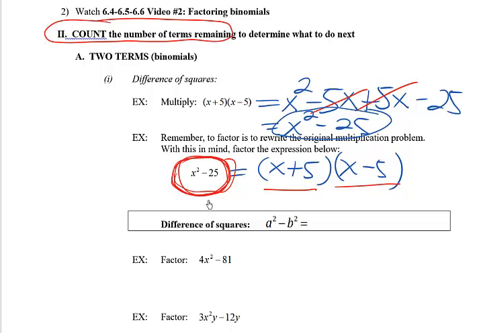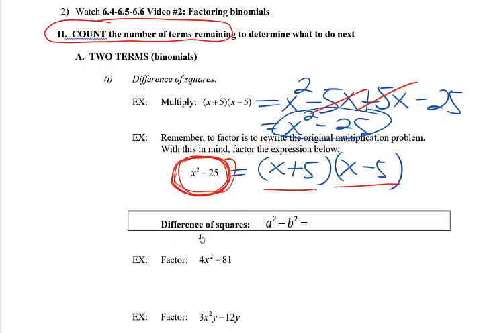This pattern is called a difference of squares. Difference because there's a minus sign in the middle. Squares because each of the 2 terms is a perfect square. X squared is x times x. 25 is 5 times 5.